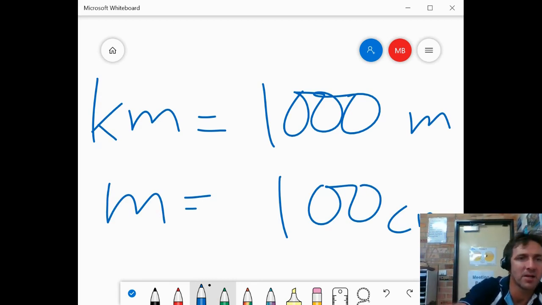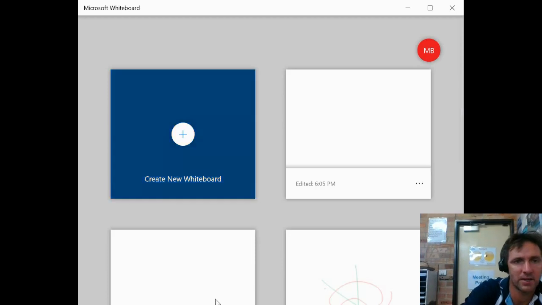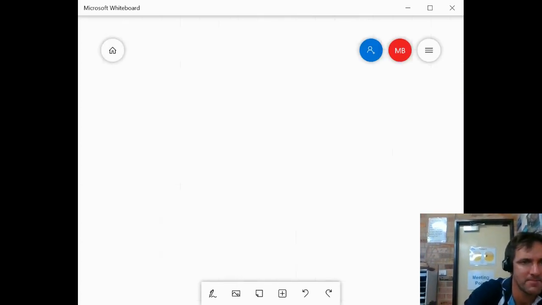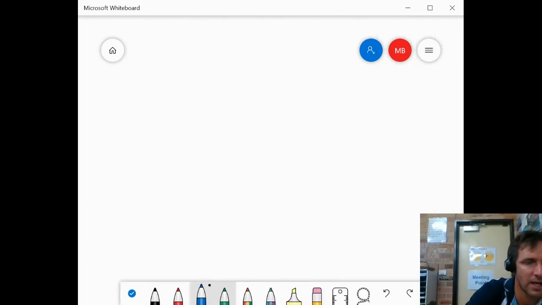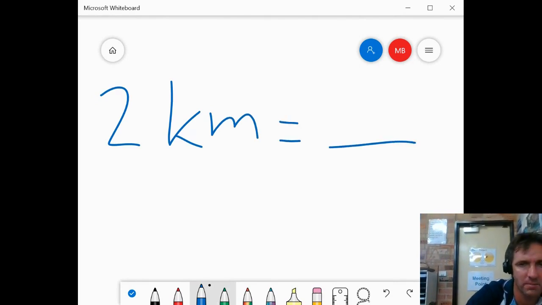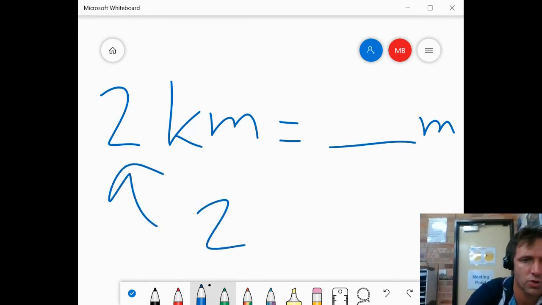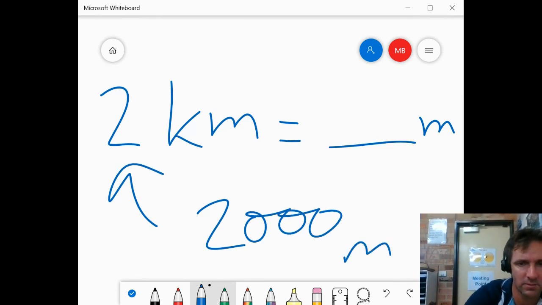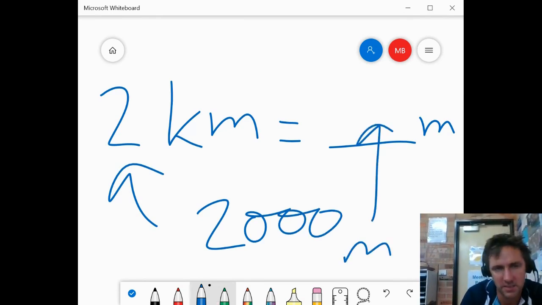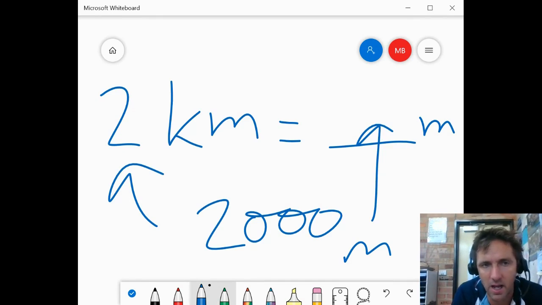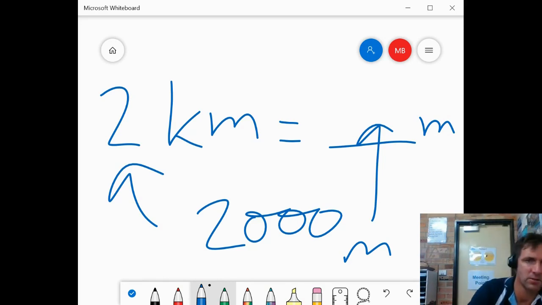So we're going to be doing some conversions, converting kilometres, km, things like that. So you're going to be doing questions like 2 kilometres equals how many metres? And that's going to be your question. I wonder if you know that in 2 kilometres there is 2,000 metres, well, you're going to be fine, because obviously if there's 1 kilometre, it's 1,000 metres, then if it's 2 kilometres, it's 2,000 metres.